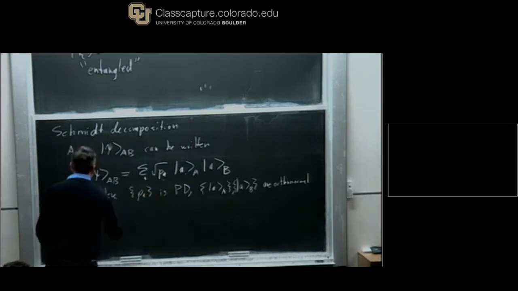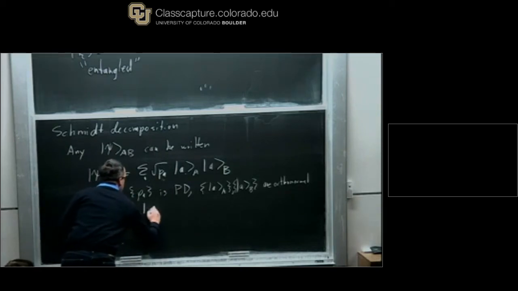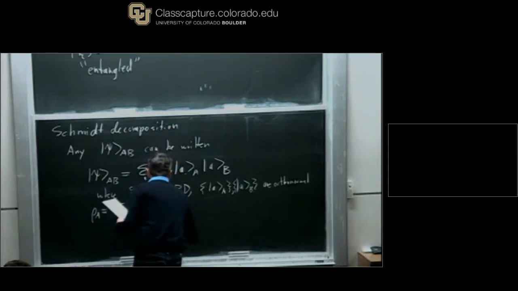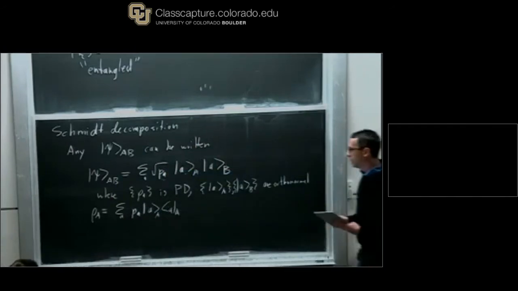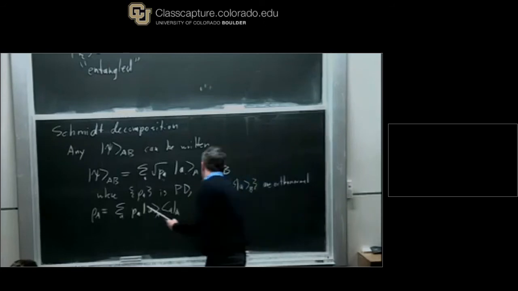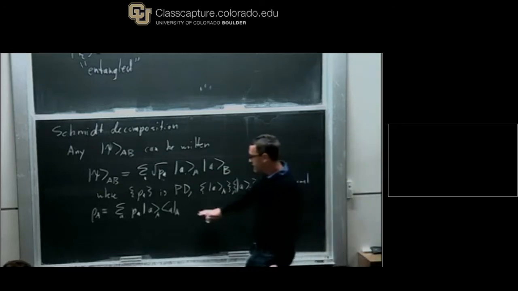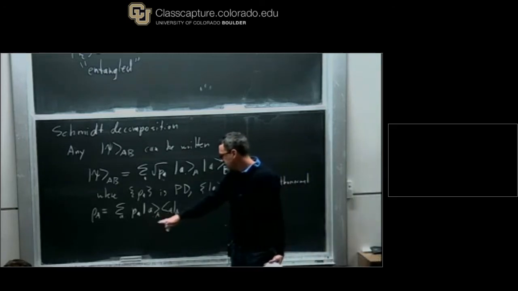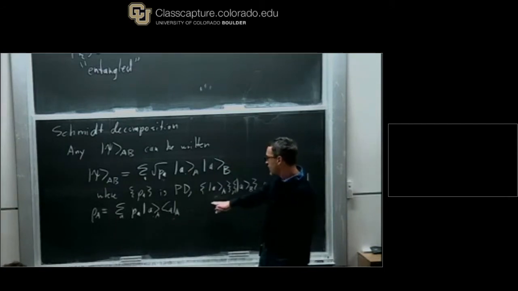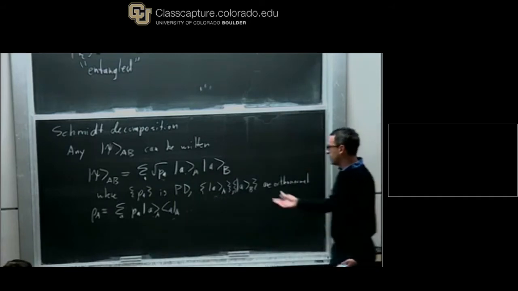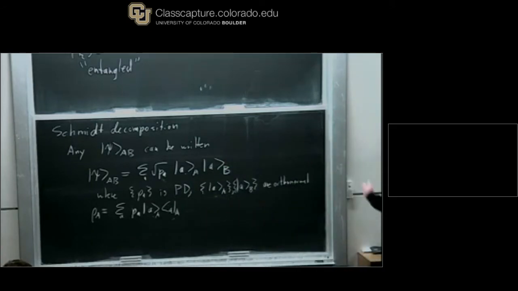In this expression, you easily calculate rho A to be this. So this set of A's are the same as the eigenvectors of the reduced density matrix, and similarly for rho B. Same equation for rho B. Okay? And so if the reduced density matrix happens to be full rank, then necessarily this is a basis. But it doesn't have to be, although you can always make it a basis just by making some of the p's zero if you want. Okay? So this is some linear algebra theorem.